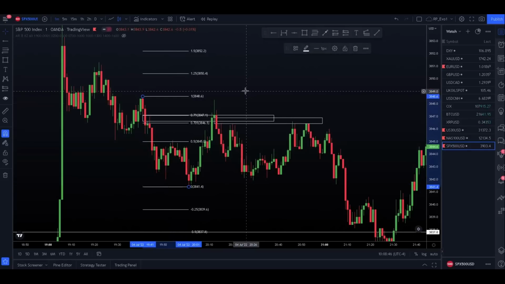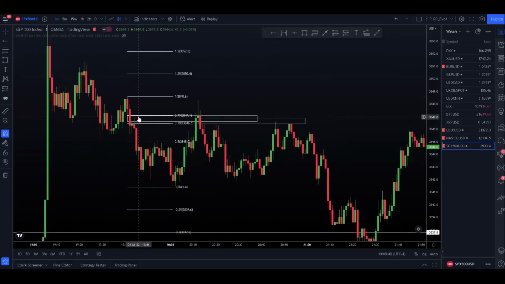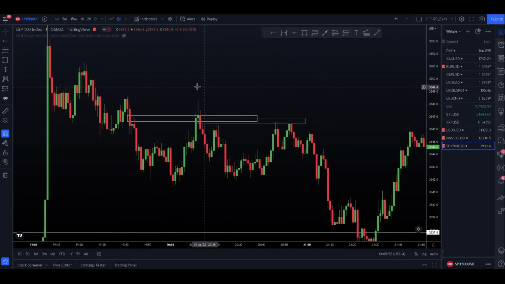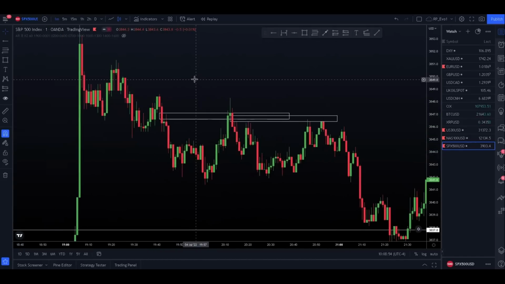And you can clearly see this imbalance was in a perfect premium. So the idea is to look for both imbalances.